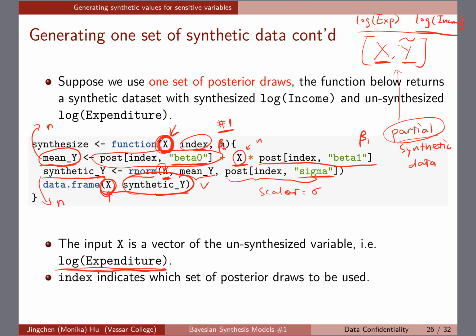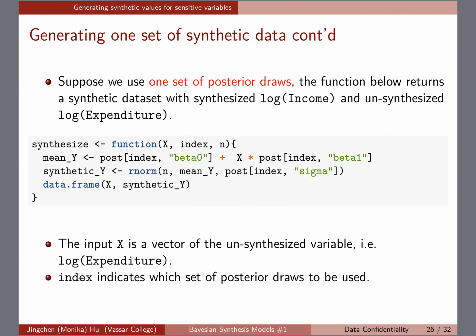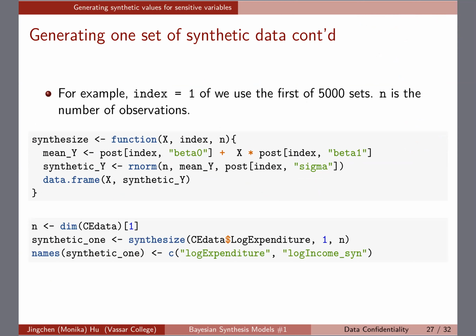Okay. All right, and then I gave a demo. If index is 1, we're using the first of the 5,000 sets, and n is the number of observations. So you can use this to do it. And you notice that I named the data frame synthetic_1. And then later I changed the name of the column, just in case later you want to plot it, especially using ggplot too.